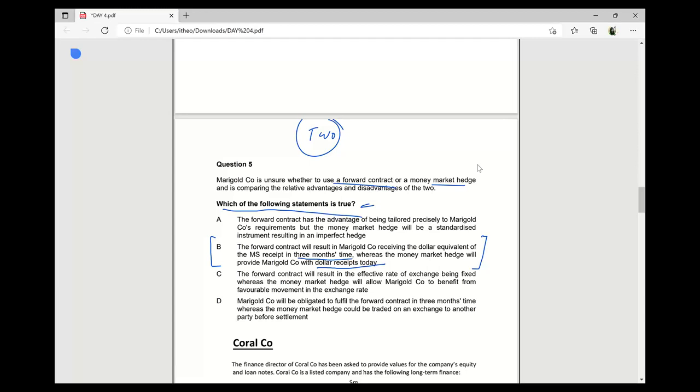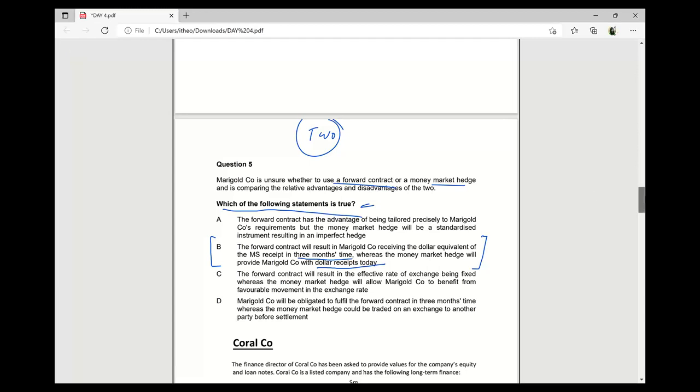In money market hedging, we use the spot rates, right? Spot means today's rates. So in money market hedging, whatever is happening, it's happening today. So that's the basic difference between forward exchange and money market hedge. In forward exchange contract, whatever is happening is in 3 months. And in money market hedging, using spot rates today, B is the answer.